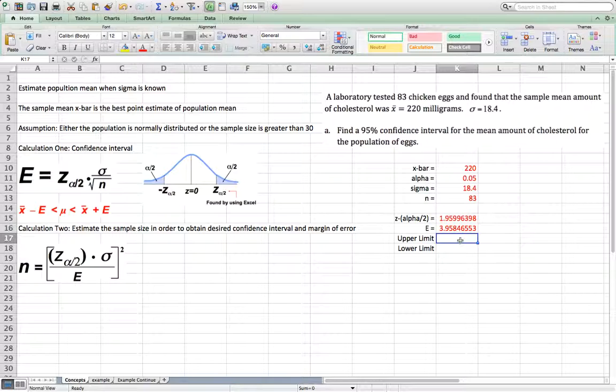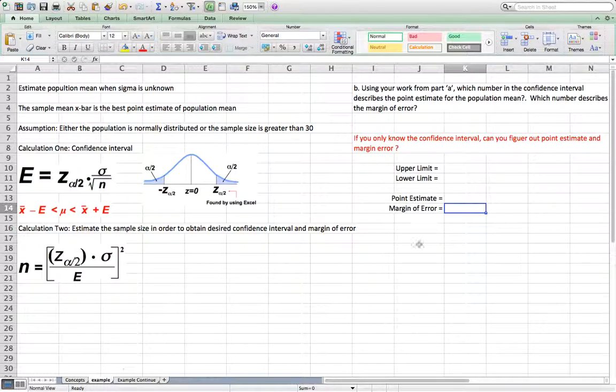Now we can calculate the confidence interval. The upper limit will be x bar plus E. X bar is in K10, plus E. E is in K16. Okay, that is the upper limit. Now the lower limit is x bar, which is K10, minus K16. Okay, so I got the confidence interval.